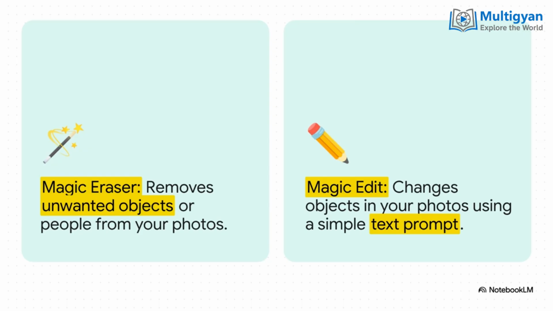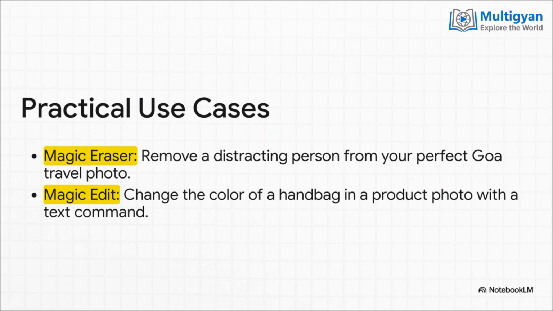This is where you can change or replace objects just by typing what you want. Let me give you a couple of real-world examples. Let's say you took that perfect photo on your trip to Goa, but oh no, someone walked into the background. Magic Eraser? They're gone, just like that. Or maybe you want to show a product in different colors, but don't want to do a whole new photo shoot. With Magic Edit, you just type change handbag to blue, and you just watch it happen.